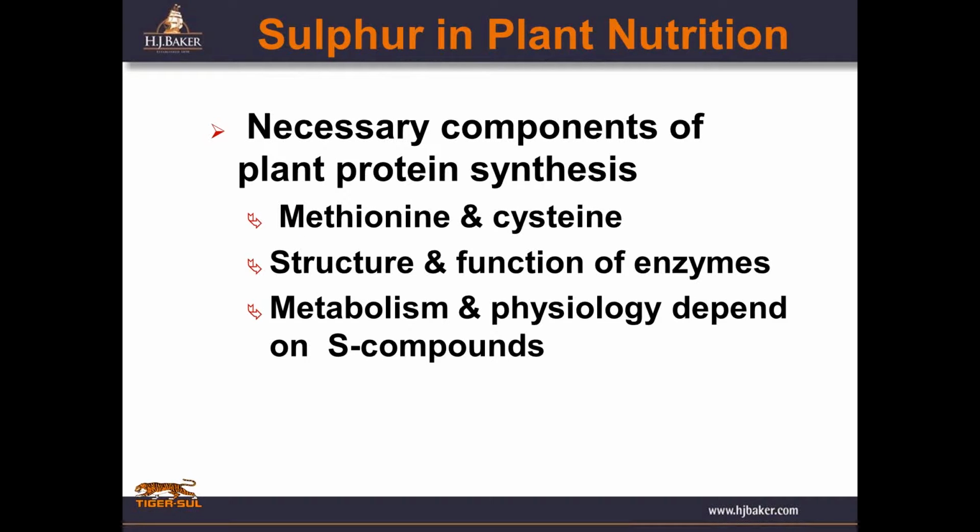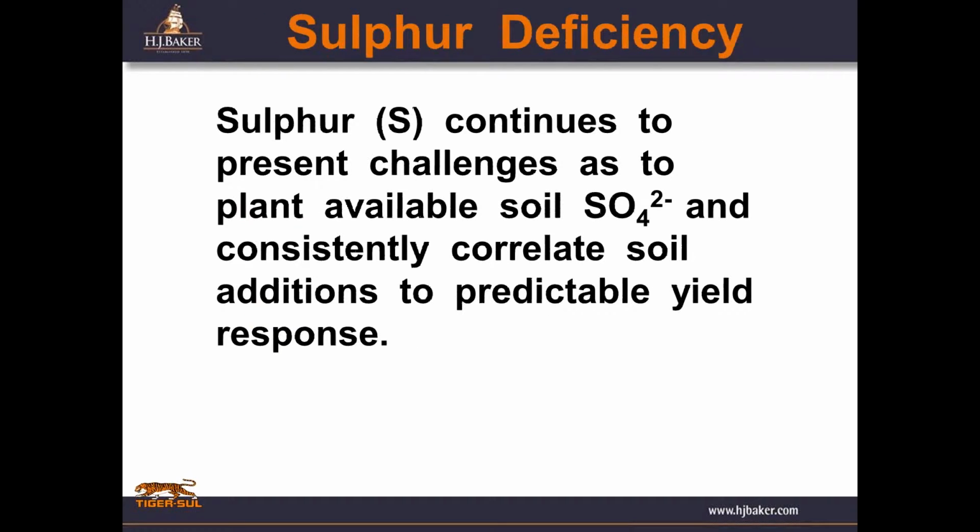Sulfur is a necessary component of two amino acids, particularly methionine and cysteine. Sulfur is also involved in the structure and function of a number of enzymes within the plant, and the metabolism and physiology of that plant are dependent upon a number of sulfur compounds. Here again, sulfur is important, and we as agronomists find continuous challenges trying to evaluate plant available soil sulfate and consistently correlate soil additions to a predictable yield response. A number of factors influence this, and we will discuss some of those going forward in this presentation.